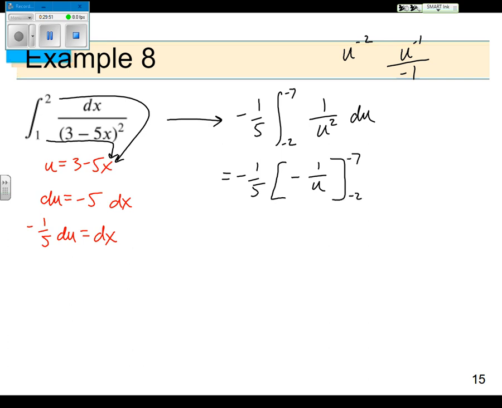Evaluate it from -2 to -7. I like to go ahead and combine these. It would be pretty easy to plug it in right here, but I want to go ahead and get to the answer. So 1 times 1 is 1, negative times negative is positive, 5 times u is 5u. And so I think that this is a little bit easier to plug into. And so, again, plug in your upper limit first. Whatever's on top gets plugged in first. That's going to be negative 1 over 35. And then plug in whatever's on bottom next.